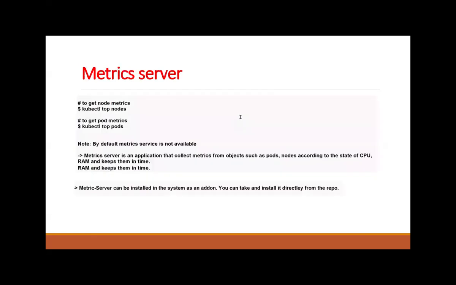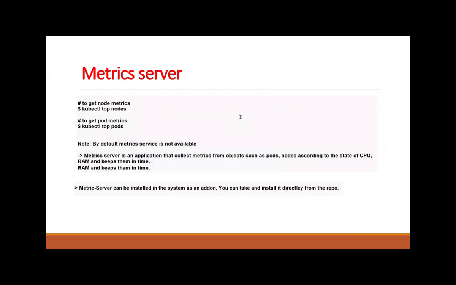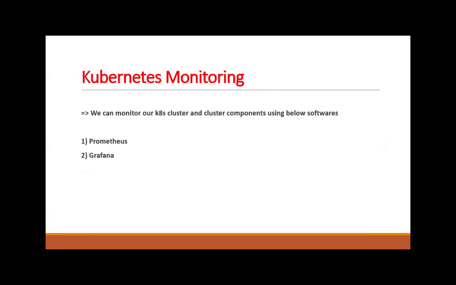So microservices: kubectl top nodes, kubectl top pods. By default, metrics server is not available. Metrics server is the application that collects metrics from objects such as pods or nodes according to the state of the CPU and RAM, and keeps them in time. Metrics server can be installed in the system as an add-on. You can take it and install it directly from the repo.